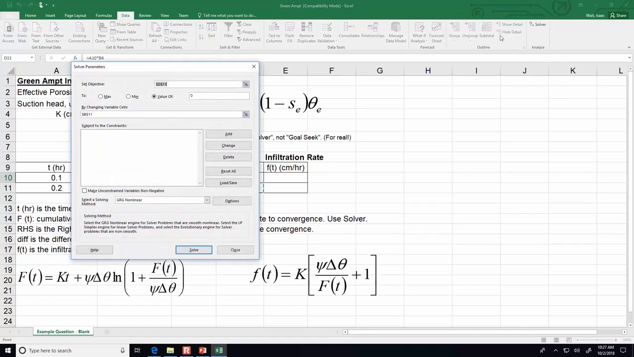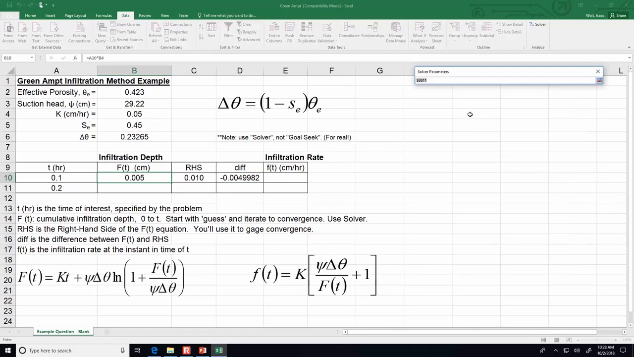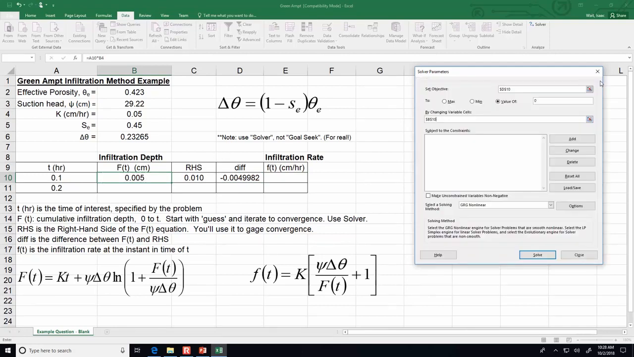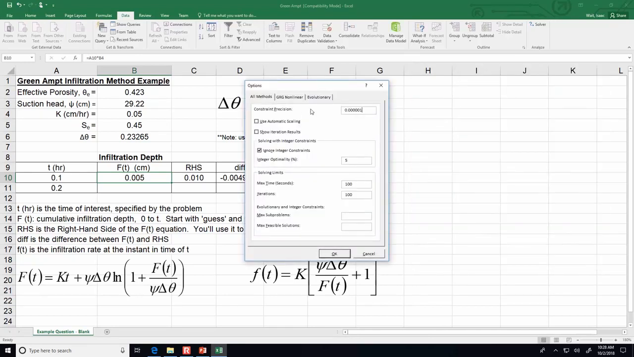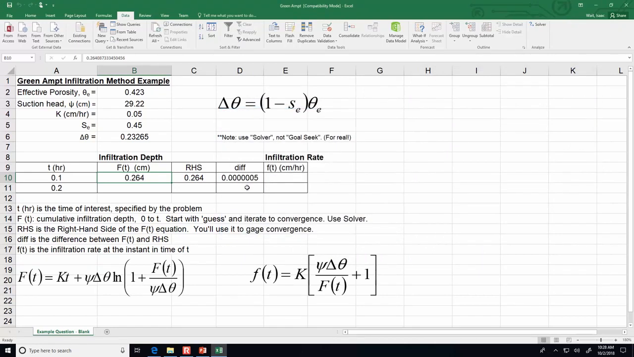All right, so what we're going to do is start up Solver, and the objective is the difference is equal to a value of 0 by changing this guess value of f of t, and then click Solve. The reason, again, why we're doing solver instead of goal-seek is we can choose these options here, and in the options you can set the precision you want for convergence. Sometimes goal-seek is okay, but in the past I've had solutions that didn't quite work out because goal-seek wasn't using a fine enough precision, whereas with solver we have direct control over that. So once we say solve, it goes and solves for the infiltration depth.